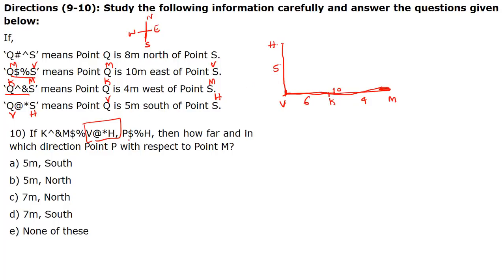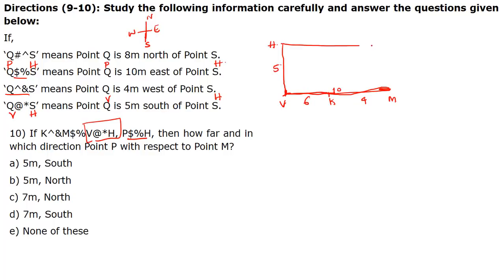And lastly, P dollar percentage H. Let me change it over here. So dollar percentage H is P and H, right? P has to be placed in place of Q and H has to be placed here. What does this mean? P is 10 meters east of point H. H's east would be this direction, right? So P would be 10 meters to the east of point H.